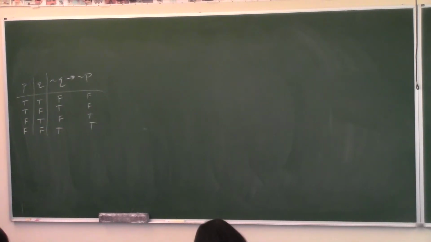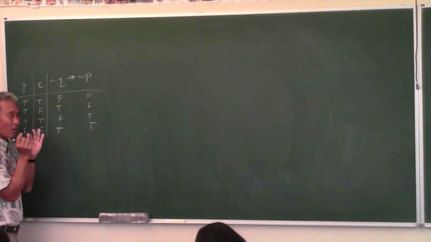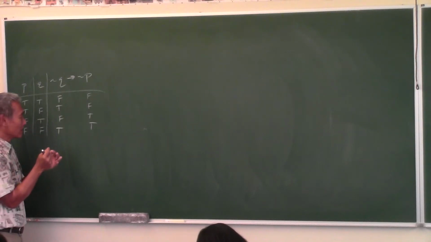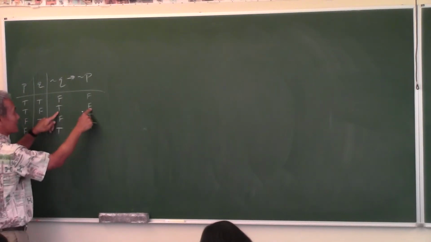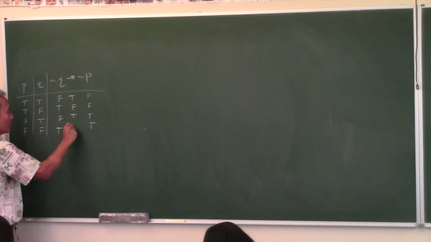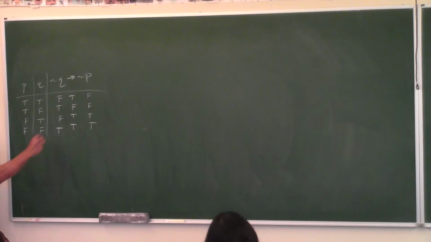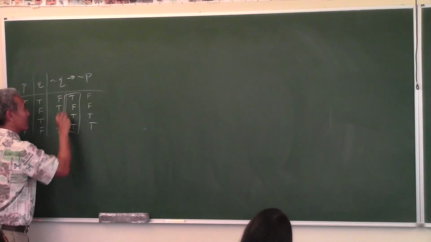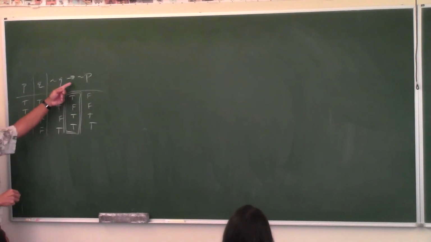Now again, when you have a conditional statement, when is the only time it's false? When the first one is true and the second one is false. So right there. In every other case, it's true. So this right there represents not Q implies not P.